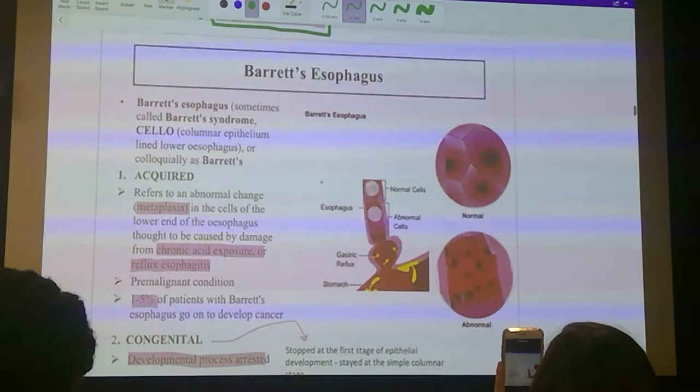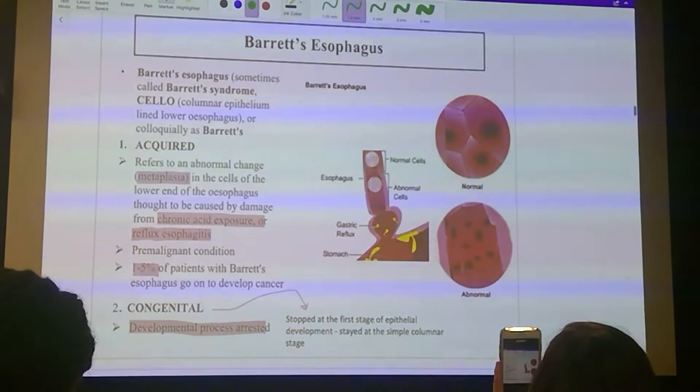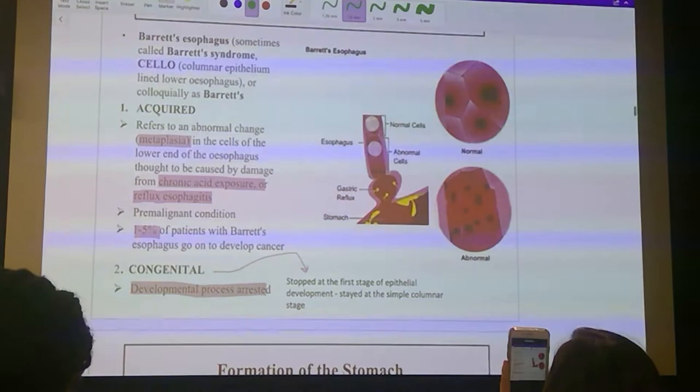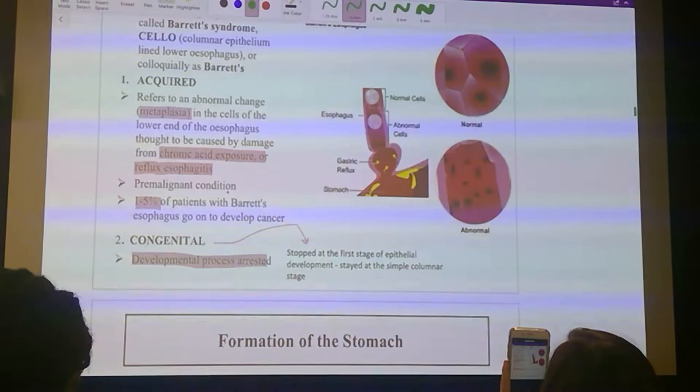Okay, then for Barrett's esophagus, you have to know the difference between acquired and congenital. The main difference is that acquired has goblet cells, congenital has no goblet cells. Because remember, acquired was from a metaplasia, and congenital is a failure of recanalization.